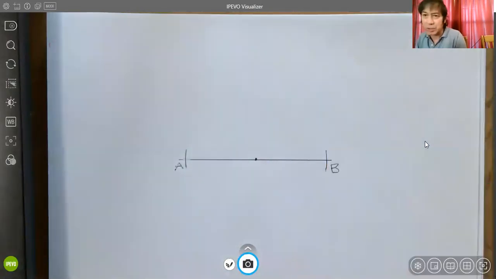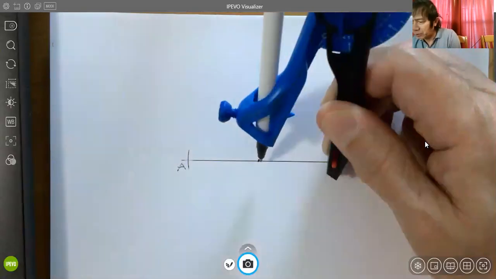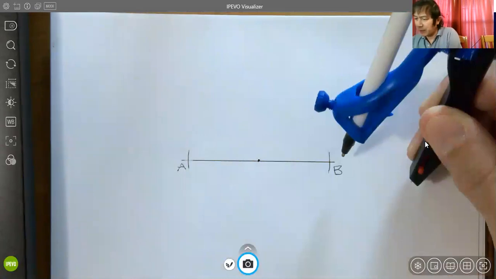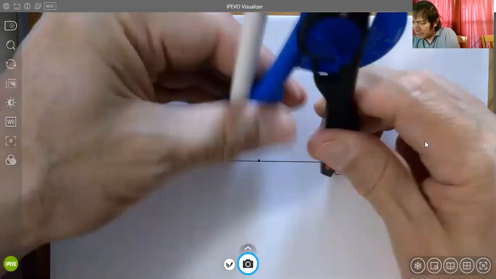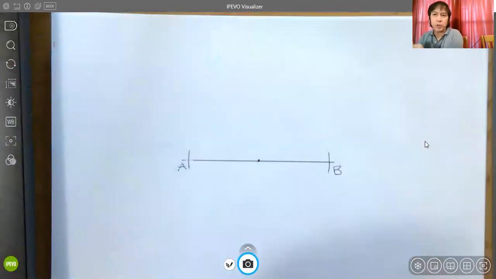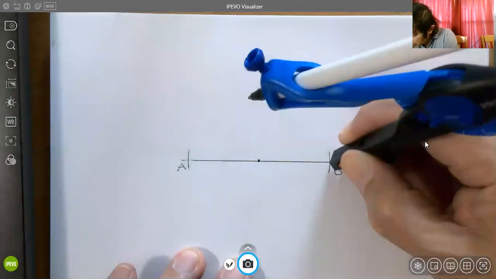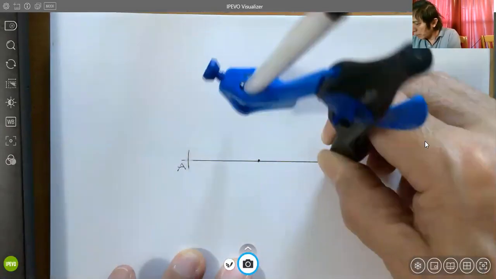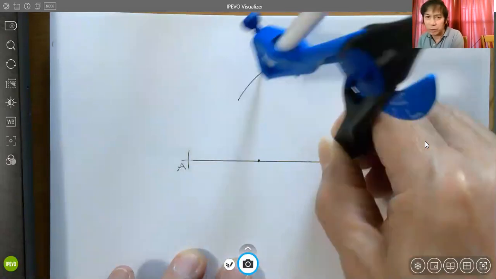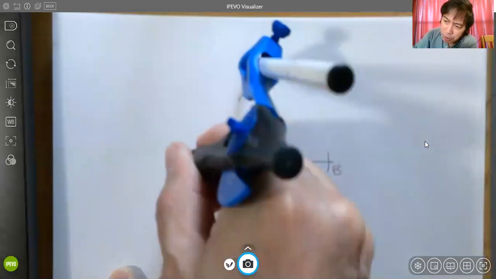We're going to adjust our compass radius such that it is longer than the distance from the given point on the line to B. We adjust it so that it's longer, and we're going to draw arcs above this. We start using the B point as our center and draw an arc over here, and then use the other point A and draw another arc intersecting the first arc.